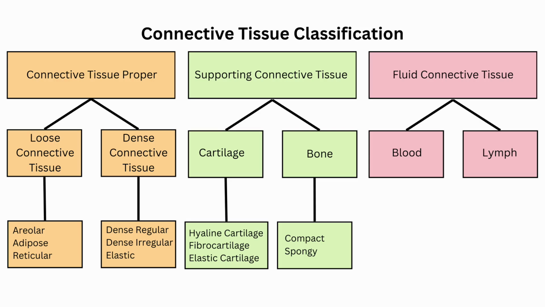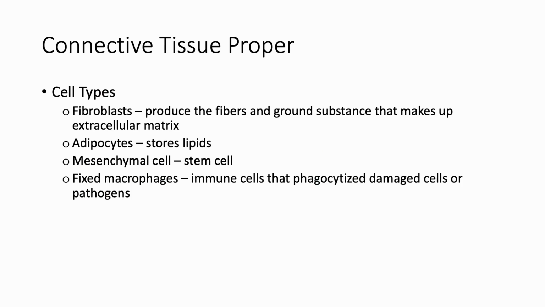So today we're going to focus on the first classification, the connective tissue proper. We'll talk about loose and dense connective tissue and each of the types of those. All right, so in our connective tissue proper, we have different types of cells that are going to be present. So fibroblasts, so if you think about fiber, right? Production of fibers. Their job is to produce the protein fibers and the type of ground substance that's going to be found in the extracellular matrix.